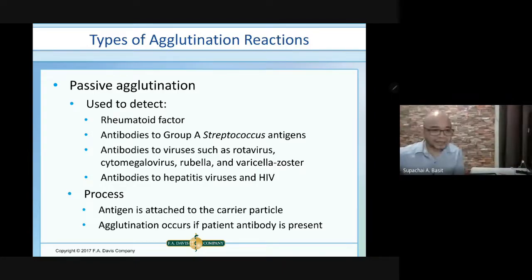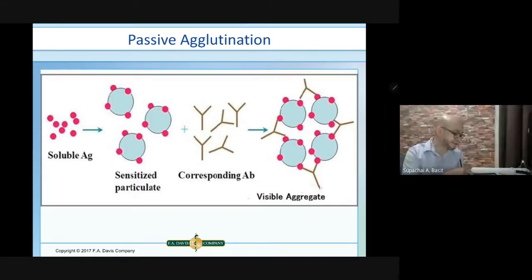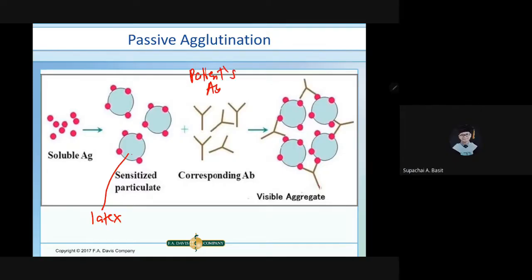In the process, the antigen is attached to the carrier particle and agglutination occurs if the patient antibody is present. So the antigen is attached to the particle. The sensitized particle could be a latex particle. If the patient's antibody is present, then there would be a lattice formation. And if there's a lattice formation, then you'll be able to see visible clumping or visible aggregate. So this is passive agglutination.